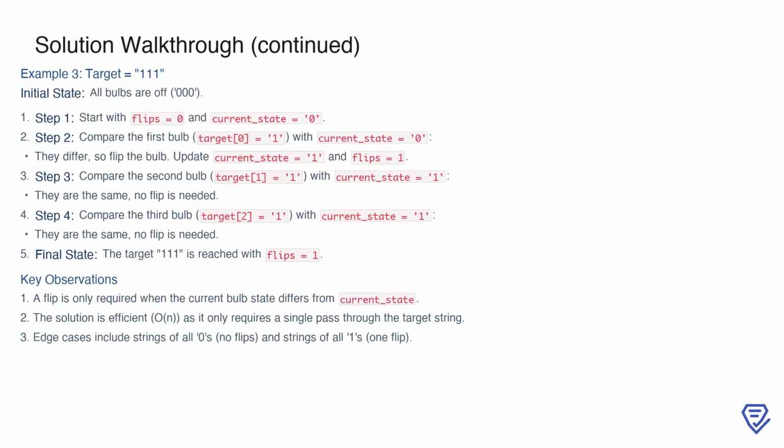From these examples, we can make some important observations. First, a flip is only necessary when the current bulb state differs from current_state. Second, the algorithm achieves optimal efficiency with a time complexity of O(n), as we only need a single pass through the target string. Finally, edge cases like all zeros require no flips, while all ones require just one.